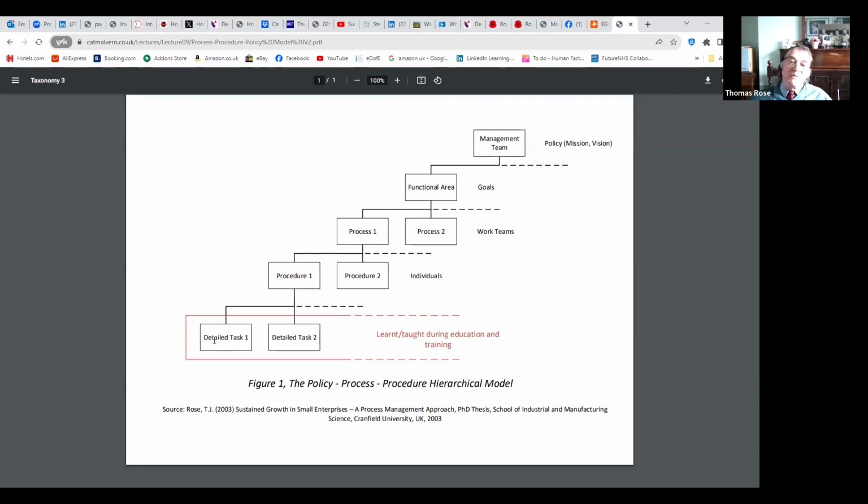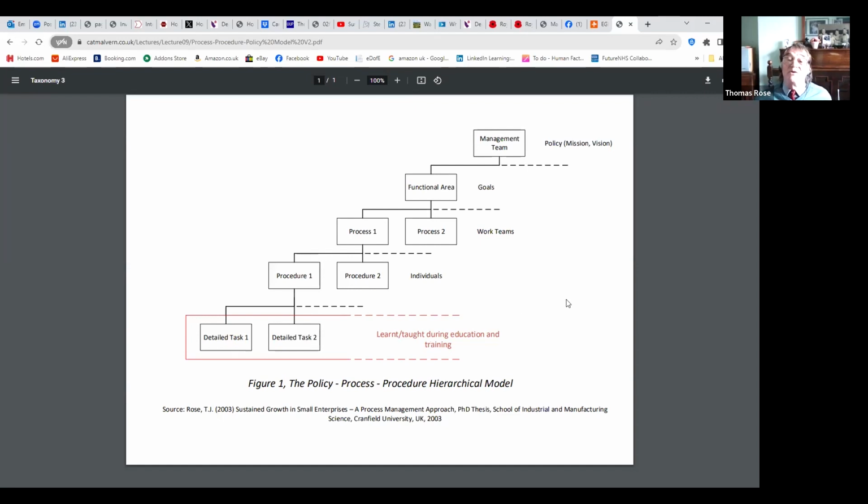You end up with a detailed task. And what's important here is that the detailed tasks, the operators will have been taught in training. These are your medical procedures that you undertake on the patient. And you really don't need to cover too much detail on what they consist of in your process diagrams, your process illustrations, your flowcharts, because people have already been taught that. They should already know it. It's what their job is.